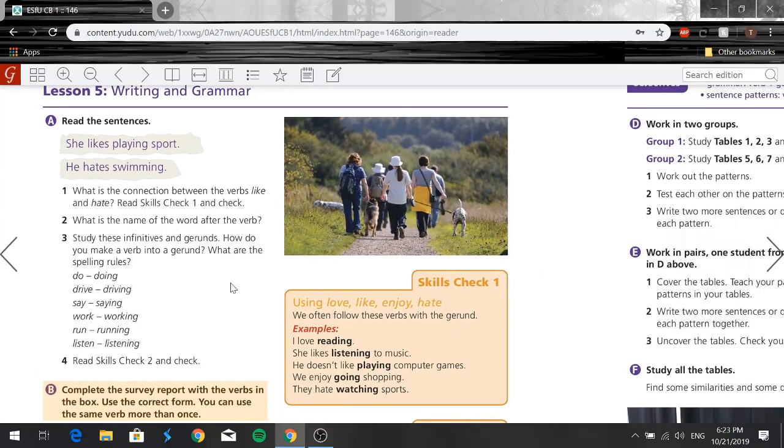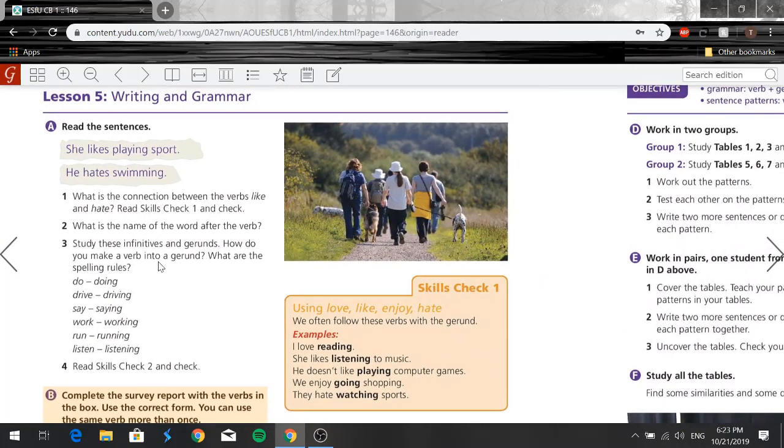Now let's go back here to A1. What is the connection between the verbs like and hate? Alright, so we just said that, right? The verbs like and hate and enjoy and love as well are followed by words with ing. Okay, for example, I love reading, she likes listening, etc. Okay, A2, what is the name of the word after the verb? Pretty simple, like we said, gerund, right? It's the name of the word after the verb is gerund, and it is basically a noun made from a verb.